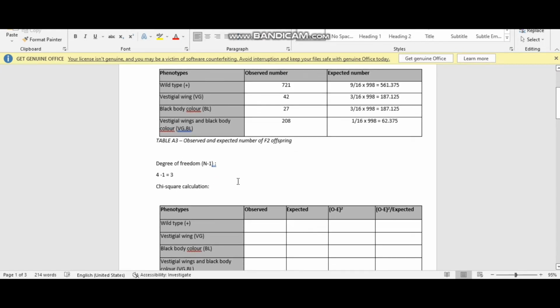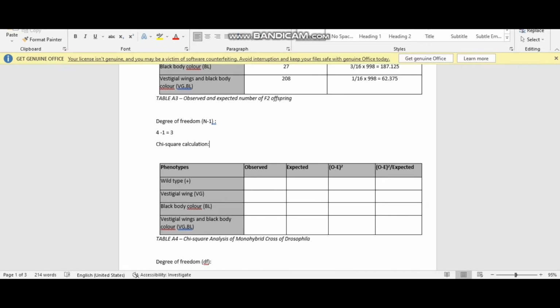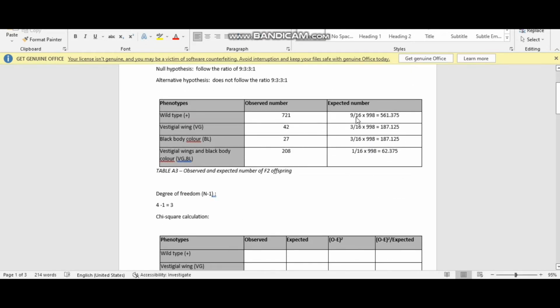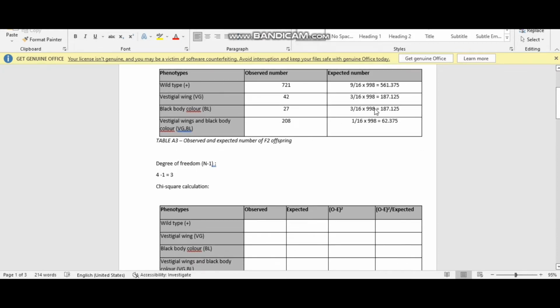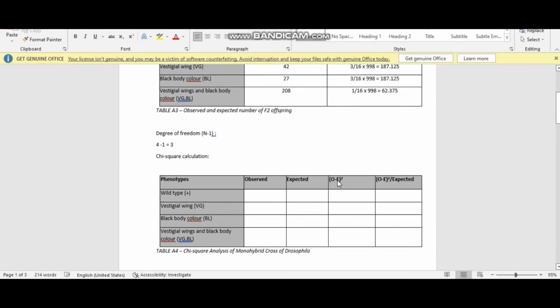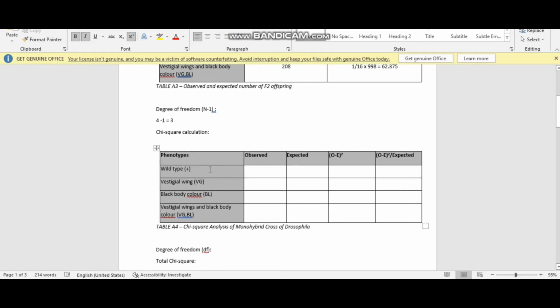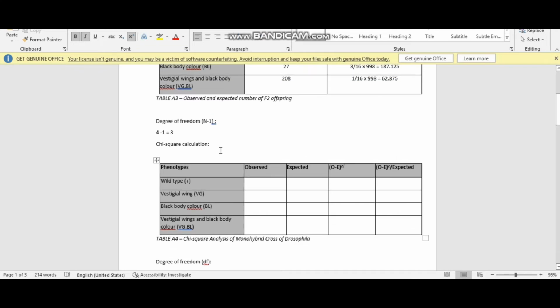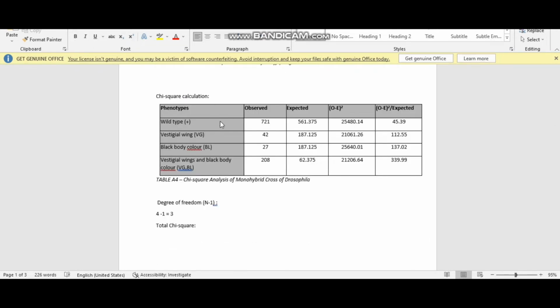For the chi-square calculation, we have to put all the observed and expected numbers into this formula, and next we're going to add all the numbers to get the chi-square number. So for the total chi-square, we have to add all the numbers.